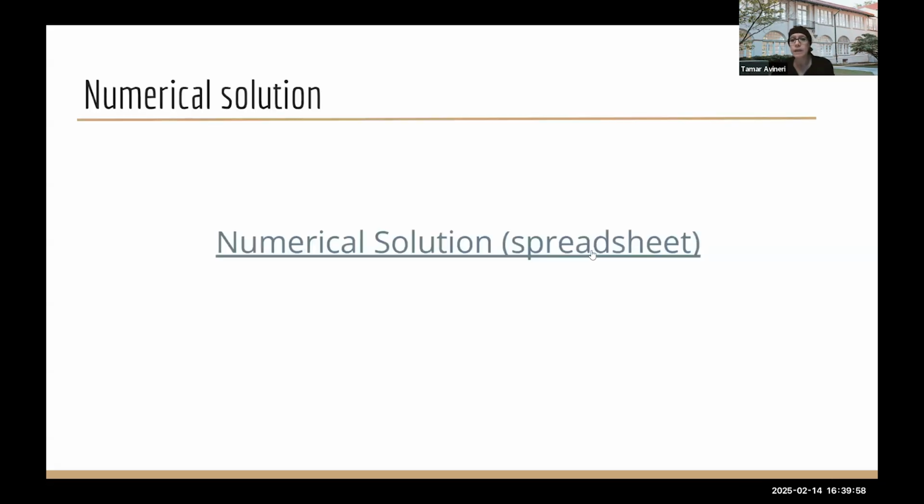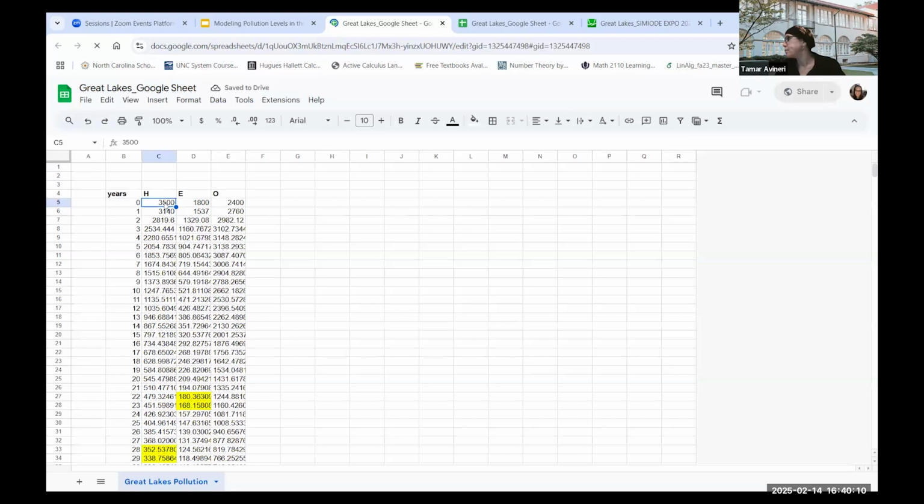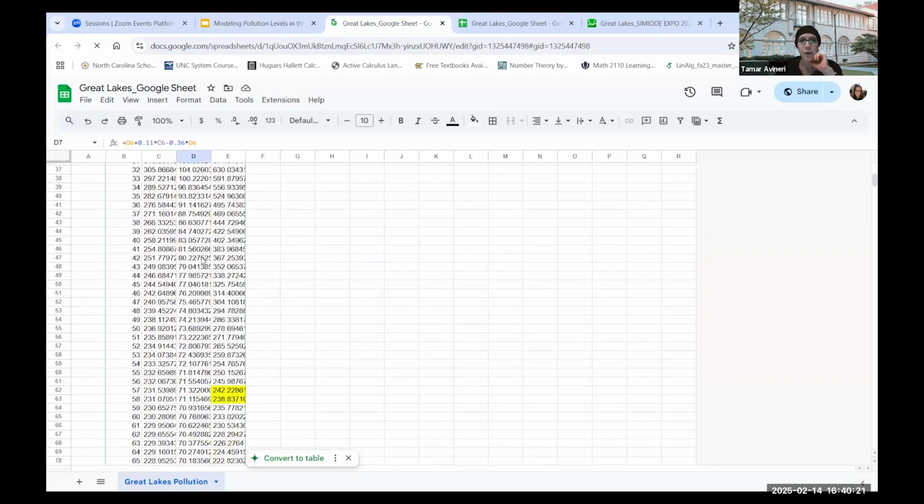So I also like to give students an opportunity to gain skills in spreadsheets if they haven't done that before. So I do have them set up essentially Euler's method here in Google Sheets, but you could do this in Excel, any other spreadsheet. The nice thing about this is that you can find values that you are interested in.